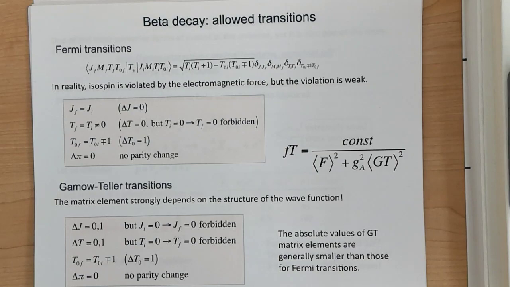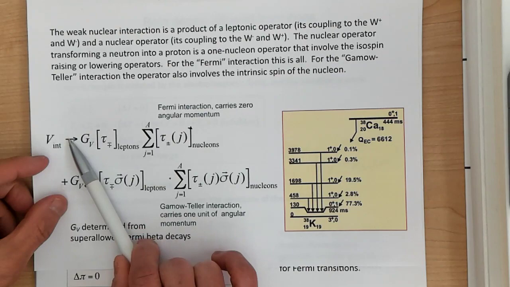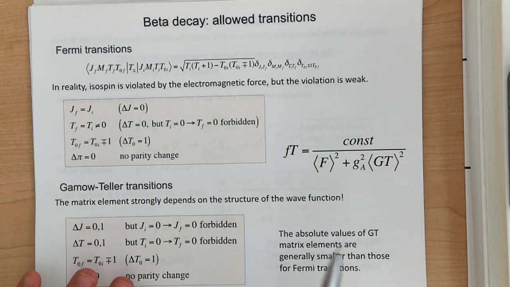Today we're going to continue our discussion of the weak interactions. We left off last time talking about beta decay transitions. We had said there was a piece coming from the vector part, the Fermi interaction, and then a part coming from the axial vector part, the Gamow-Teller part of the interaction. Now we're going to talk about the structure of these amplitudes.